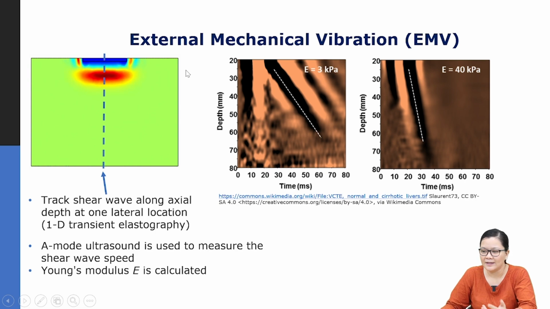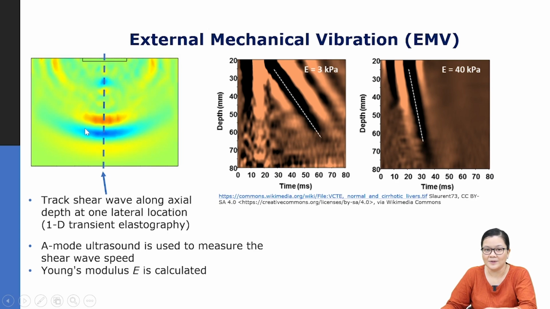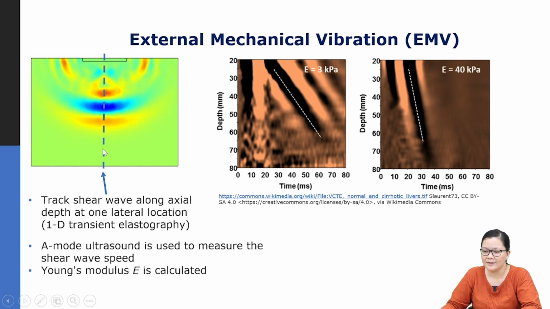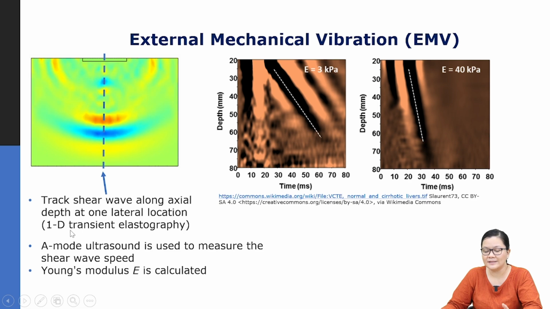So what happens in the EMV technique is that typically you would monitor the shear wave, and this is what's called a longitudinal shear wave. So you would monitor the shear wave as it's propagating longitudinally, or towards the direction of the transducer here. And you would look at the shear wave at the zero lateral location here, so it's on axis of the beam. So you would track the shear wave along this axial depth at the one lateral location. This is typically known as 1D transient elastography.